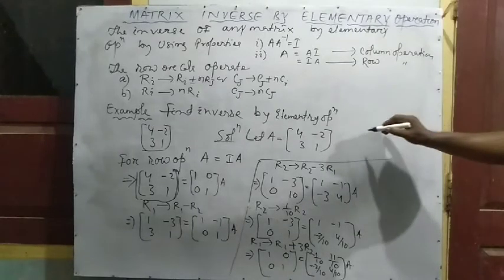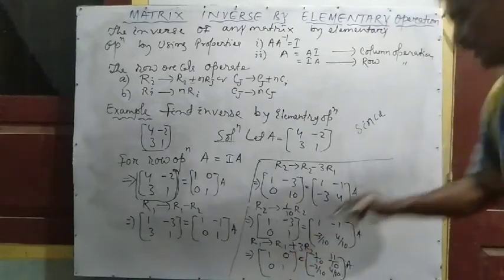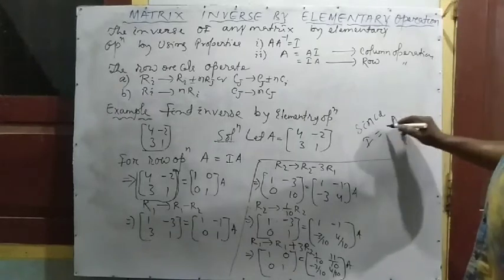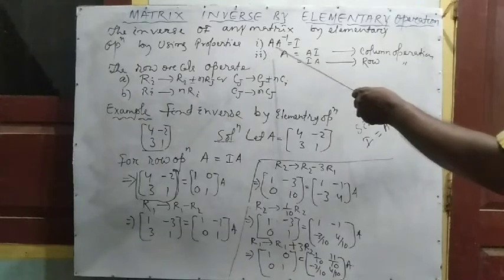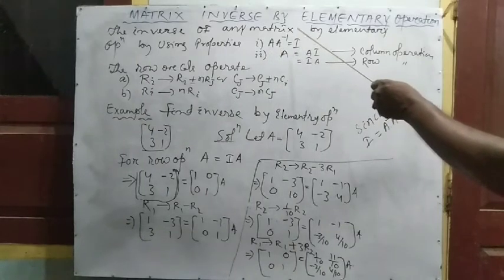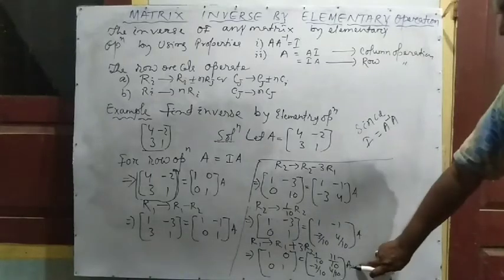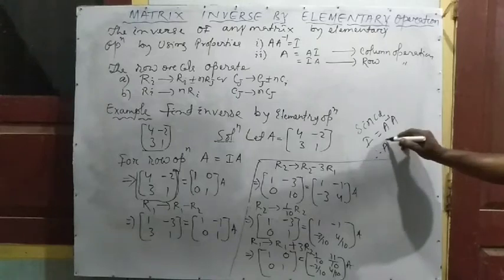The final answer you write in this way. Since you look at here, A is there already. This should be the inverse, because here it is the property you will get. When A multiplies with A inverse, we will get I, or A inverse into A equal to I. Here A is there, here I is there. So therefore A inverse should be what?